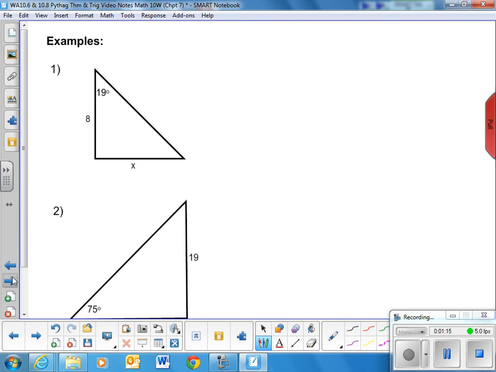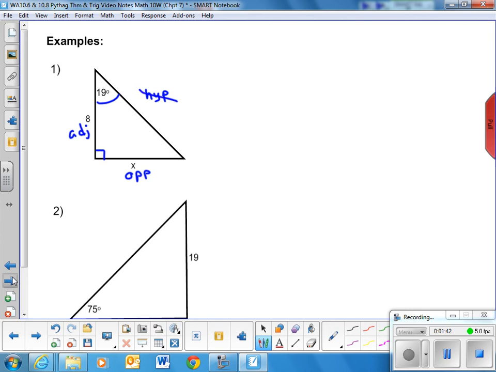Let's look at some numerical examples. So we're asked to find side x. So always start by labeling your triangle. This is the angle that we're given. Here's our 90-degree angle. Our hypotenuse would be up here. This side would be opposite of the 19 degrees, and this side would be our adjacent.